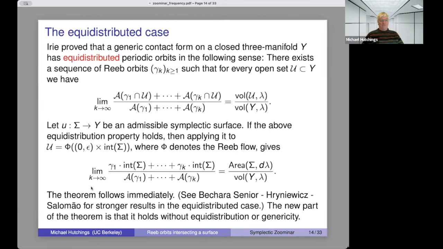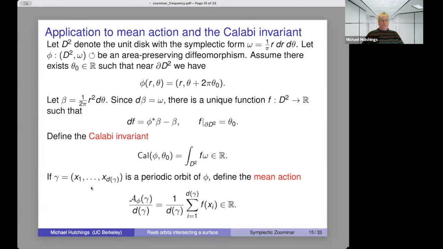All right, great. There's a quick application of the theorem to mean action and the Calabi invariant. So this is another way we can make examples of admissible symplectic surfaces. So let's take the unit disk. I'll take the standard symplectic form and divide it by pi so that its area is 1. And let phi be an area-preserving diffeomorphism.